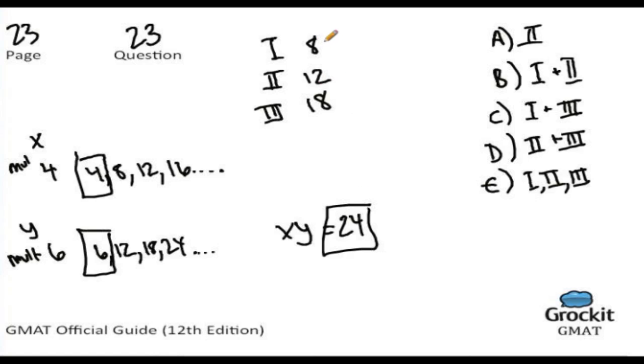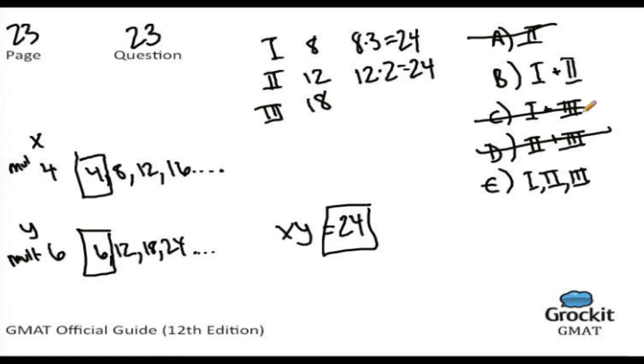So is 8 a factor of 24? Yes, it is. 8 times 3 equals 24. So we know that Roman numeral 1 is among the correct answers. We can cross off A and we can cross off D just on that basis, because we know Roman numeral 1 needs to be one of them. Roman numeral 2, 12. Is 12 a factor of 24? It is. 12 times 2 is 24. So we know that the correct answer needs to include Roman numeral 2. We can cross off choice C, because that one does not list Roman numeral 2.